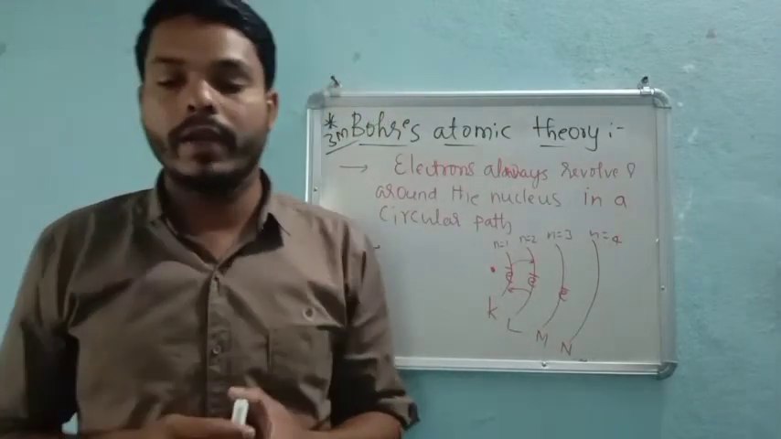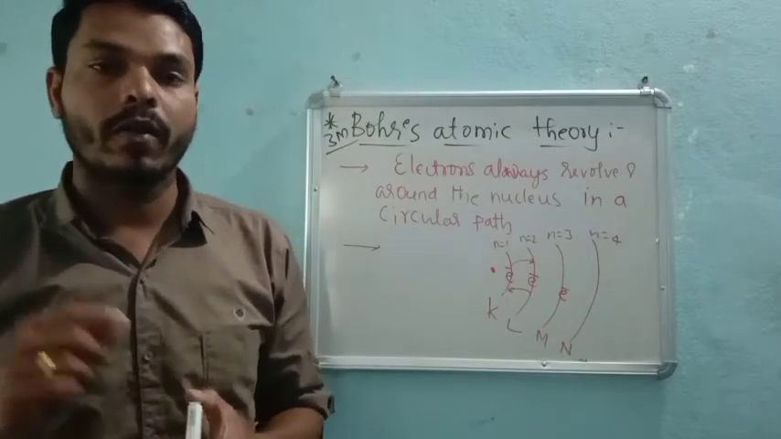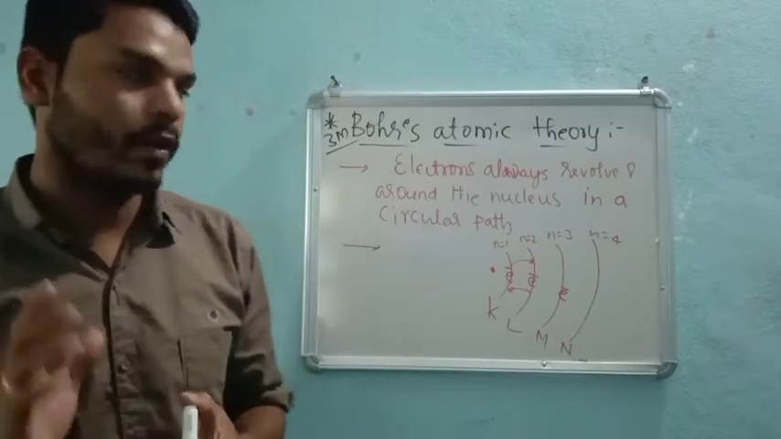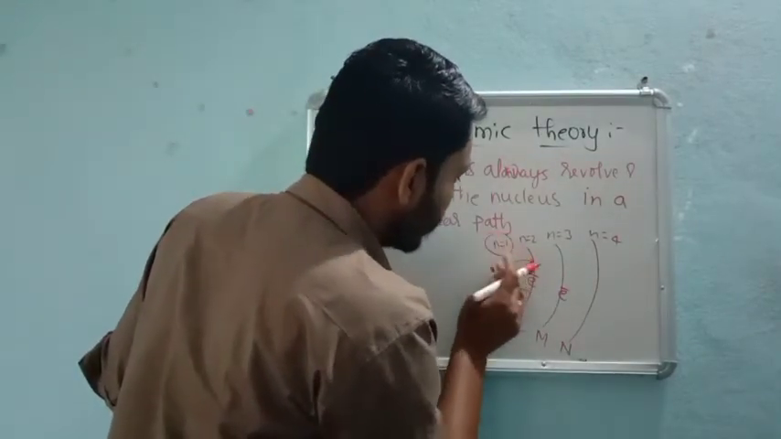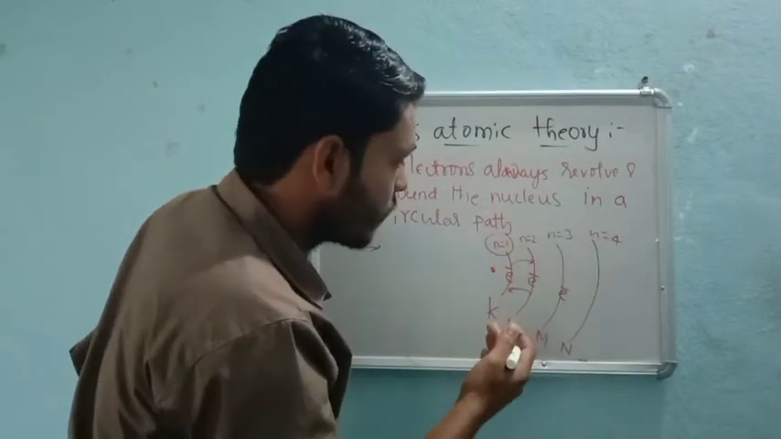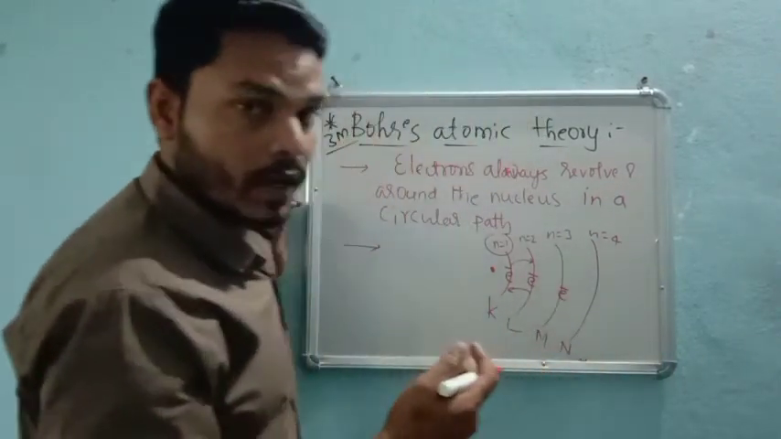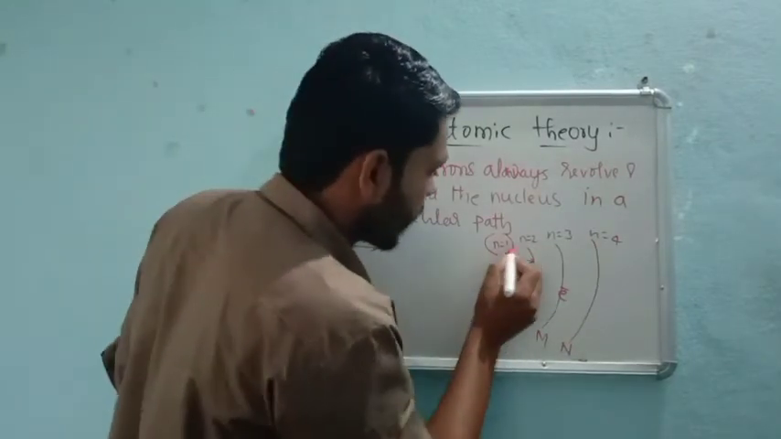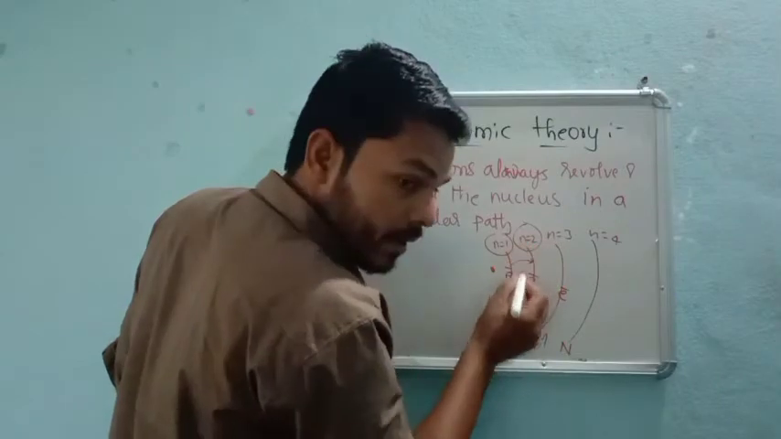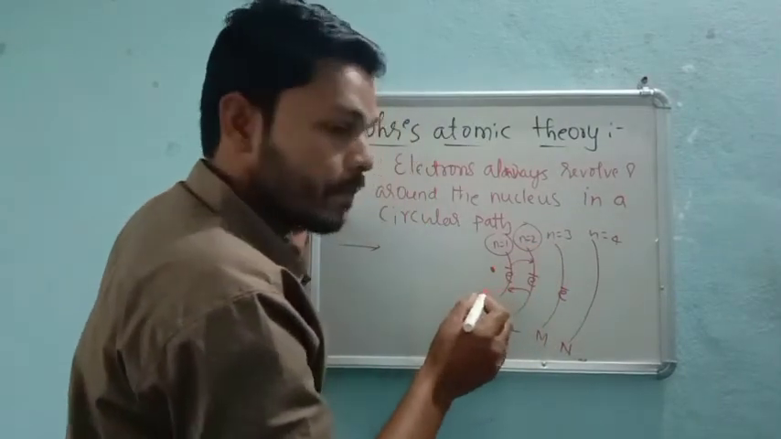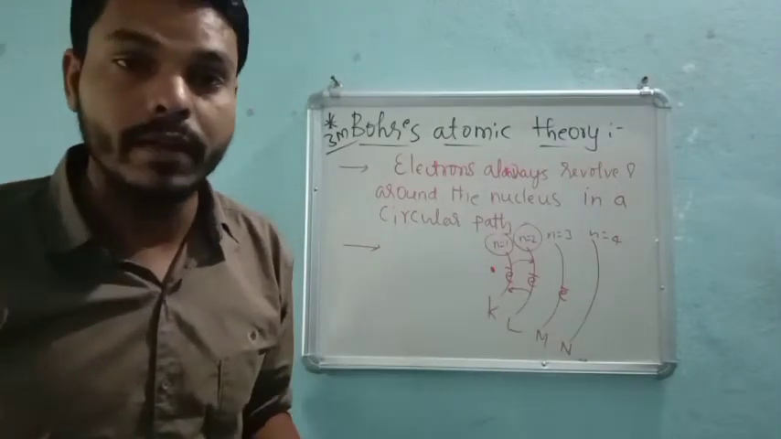As the n value increases, the size and the energy of the electron also increase, as we already know. If n value is 1 and the next n value becomes 2, then if we compare the electron of n value one and the electron of n value two, its size and energy are different, right?